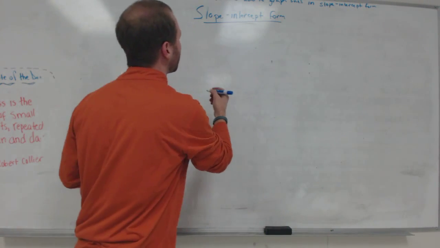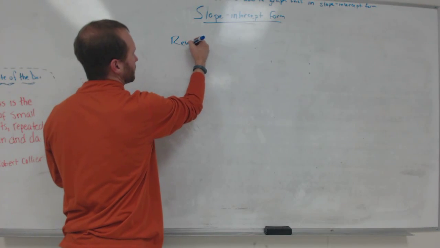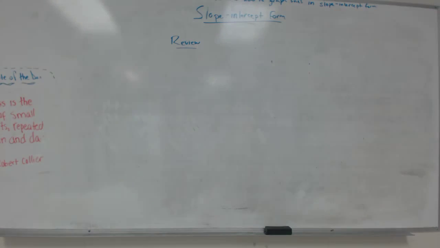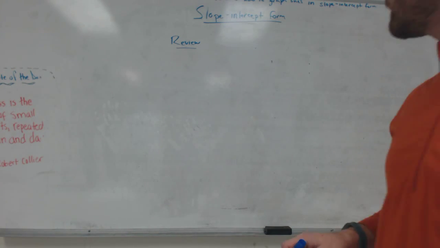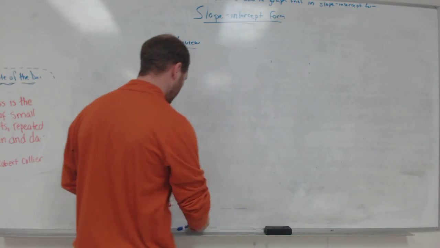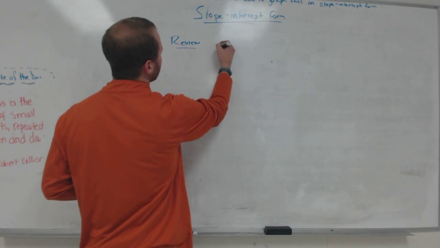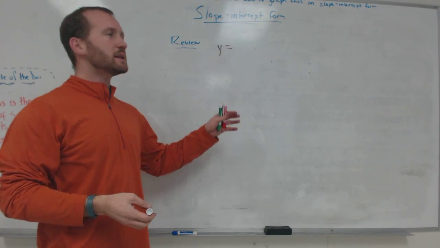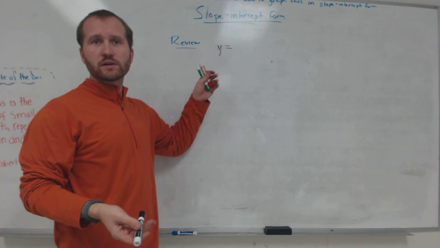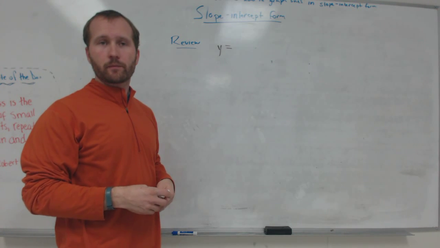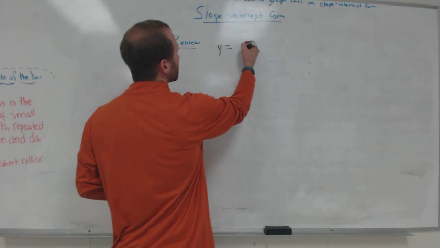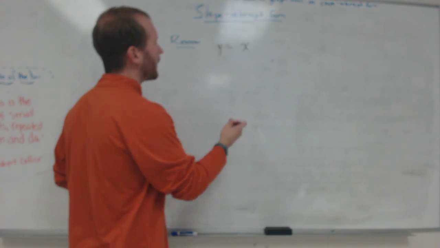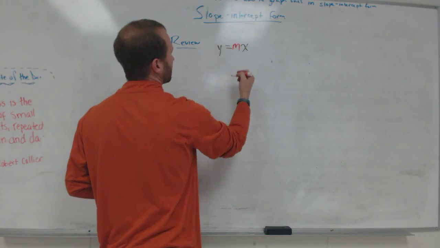So this is a review, but it's an important review. Slope intercept form looks like this. We're going to have y equals. That's sort of the key to slope intercept form. If you see y equals, the equation is in slope intercept form. Okay? On the other side, you're usually going to have an x. And the number before the x we call m. That's your slope.